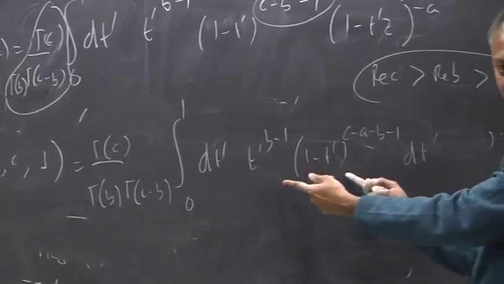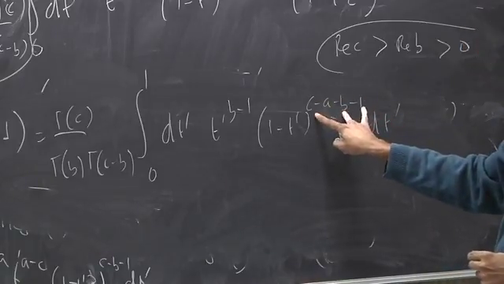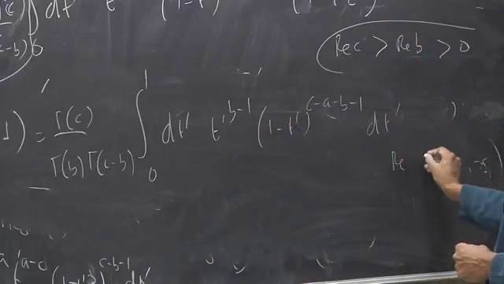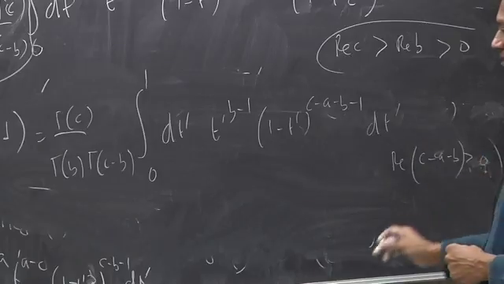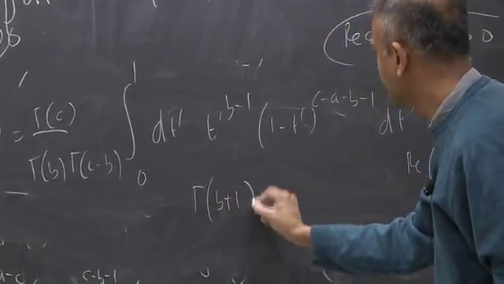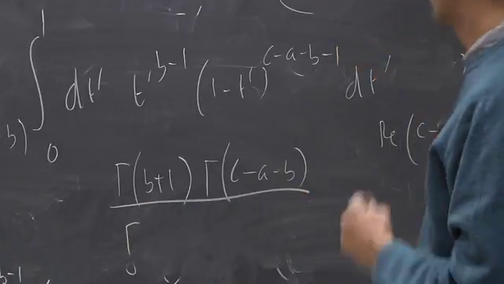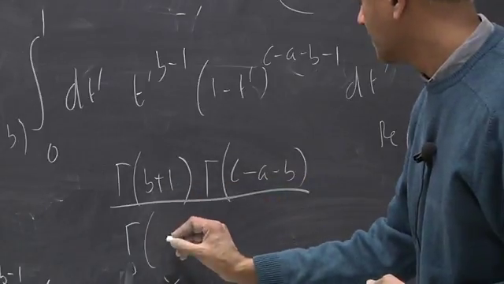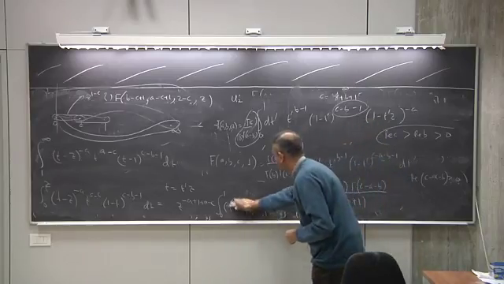Now again, this is a beta function. Provided the real part of this is positive, and we already assumed the real part of b is positive, this tells me that if the real part of c minus a minus b is also positive, then this integral is simply gamma of b plus 1, gamma of c minus a minus b, divided by gamma of the sum of these two, where b cancels, so you get c minus a plus 1, times all that. So that's the expression.